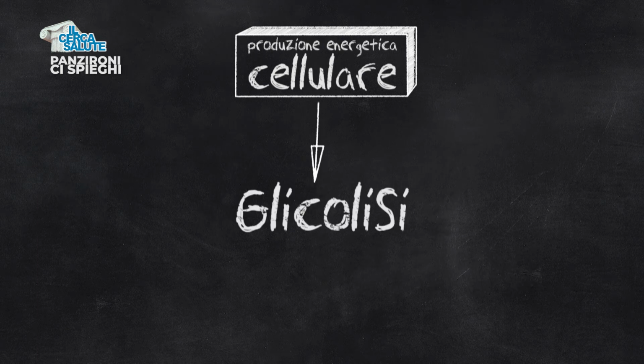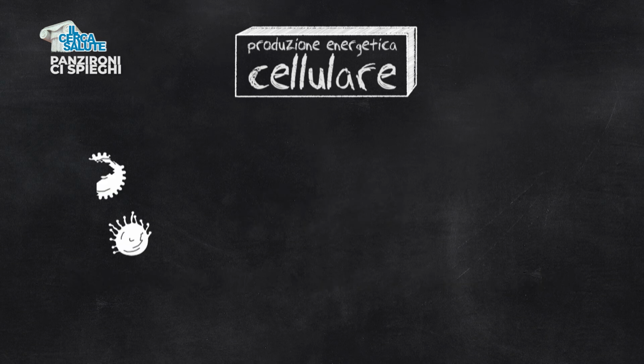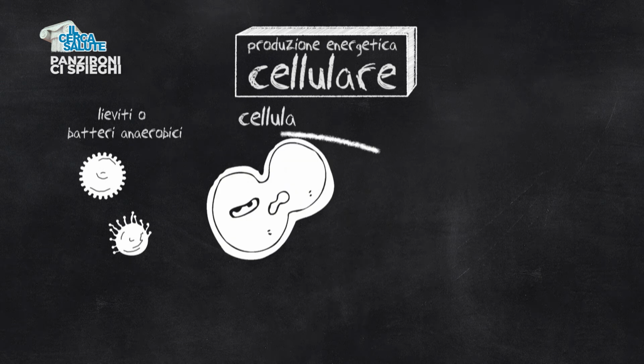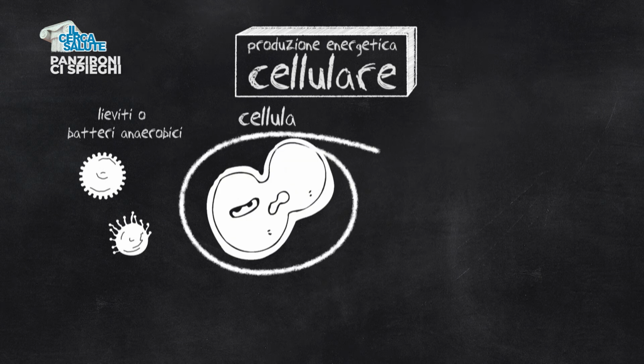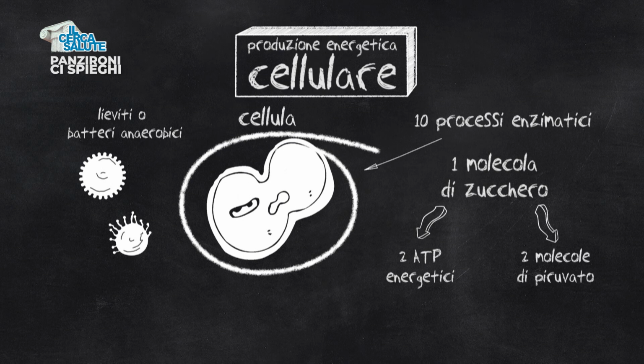Glycolysis represents the oldest energy system and is based on the fermentation of glucose molecules in the absence of oxygen. This system is also used by yeast or anaerobic bacteria, and within the cell allows through 10 enzymatic processes to produce from one sugar molecule 2 energetic ATP and 2 pyruvate molecules.